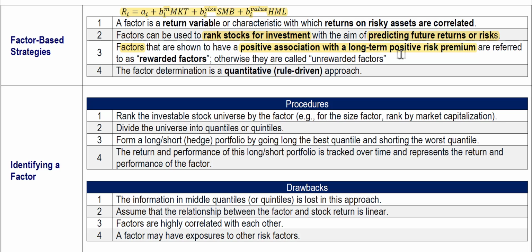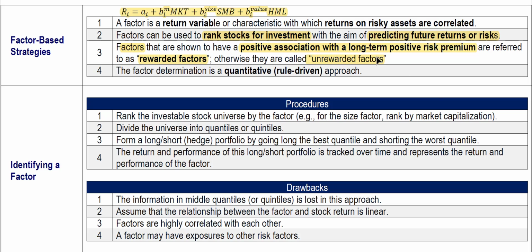It still persists as an excess return because small firms have higher risk compared to larger firms, so investors should receive this kind of premium as a reward. These are rewarded factors. Otherwise we call them unrewarded factors. You're not going to get any return if they don't have a long-term positive risk premium.